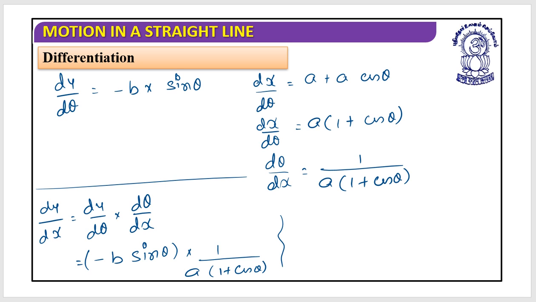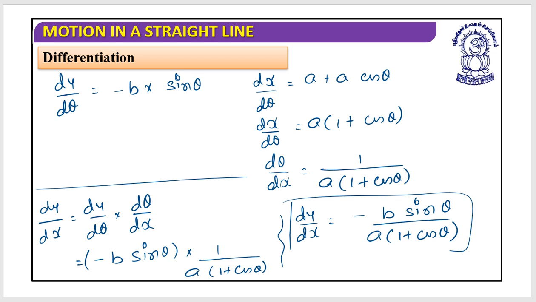So let's rearrange this. dy by dx should be equal to minus b sine theta upon a into bracket 1 plus cos theta. This is the final answer. Can you do this? Do you want one more question like this?